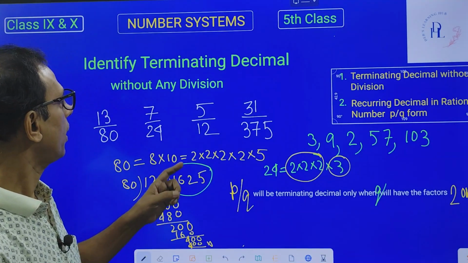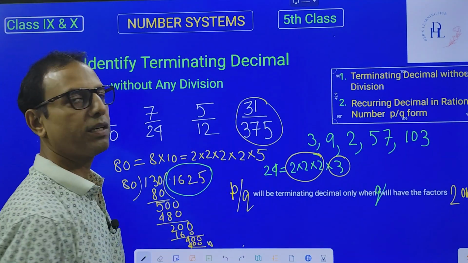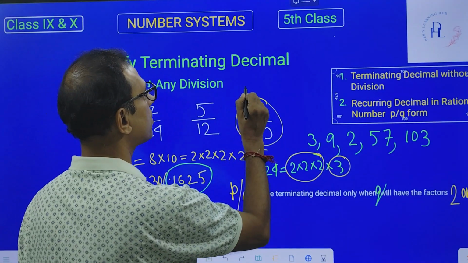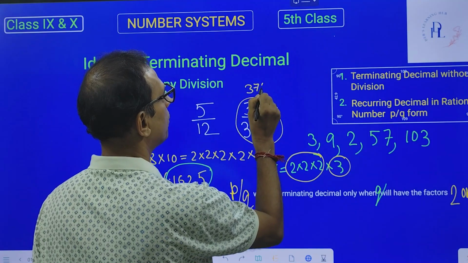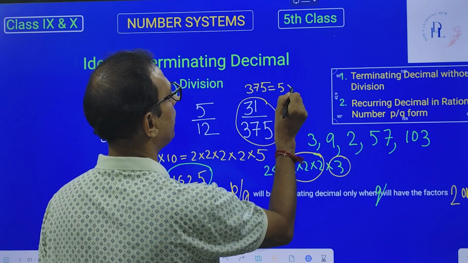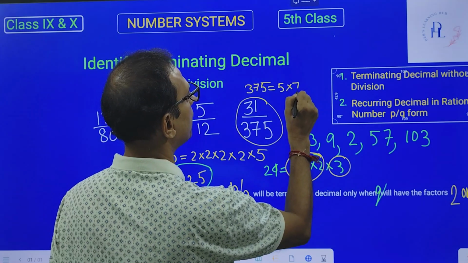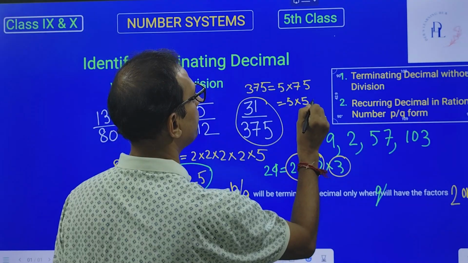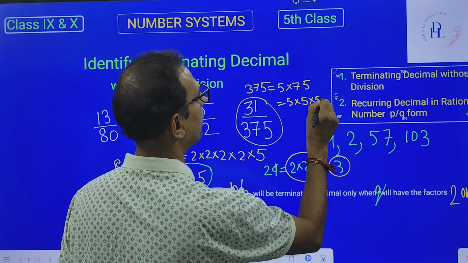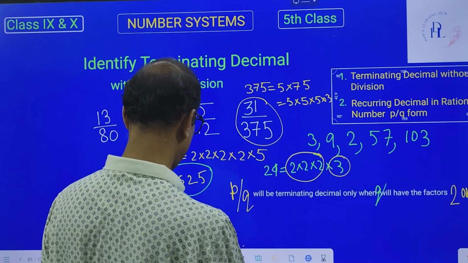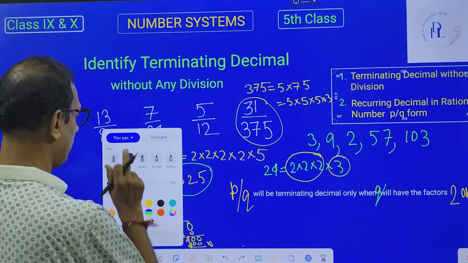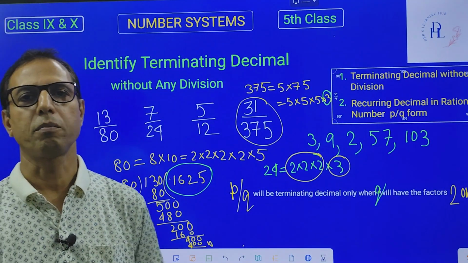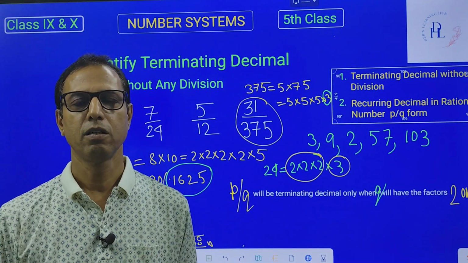Right? 31 by 375, this one: can you say whether it is a terminating decimal or not? Same rule. Factorize 375: 5 into 75, that means 5 into 5 into 5 into 3. So other than 5 you have another factor 3, that means this is a non-terminating decimal, not a terminating decimal. So the gist is what?